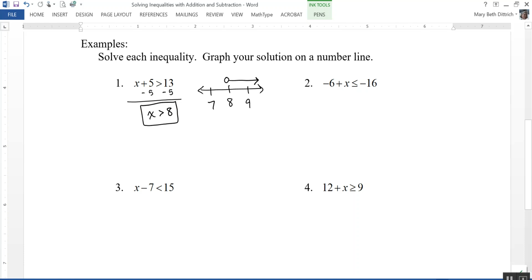Recall that that means that there are a whole lot of answers to this. X can be anything that is bigger than 8. It can be 9, it could be 8.1, it could be 8.000001.